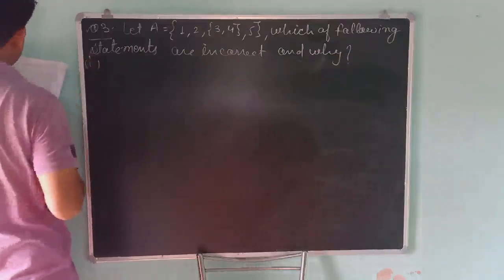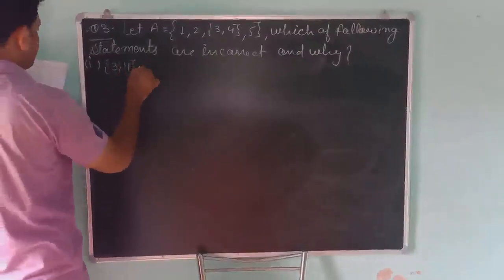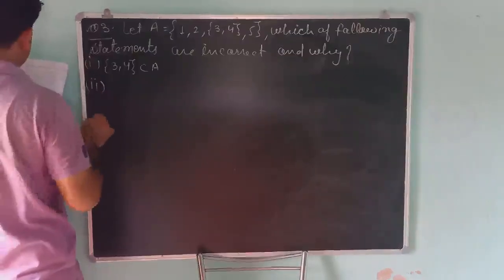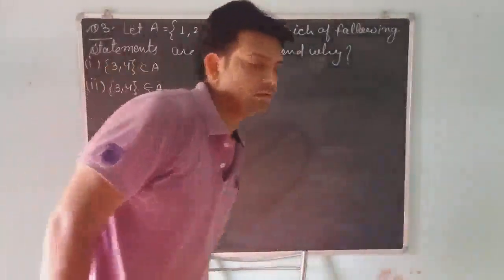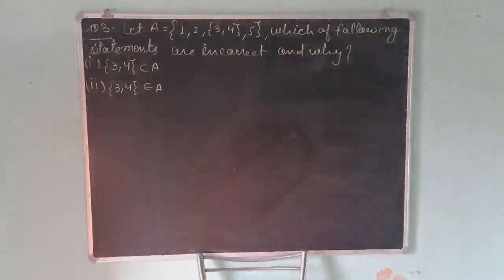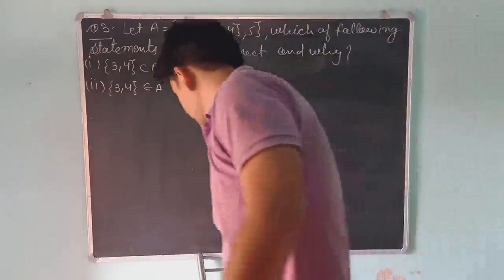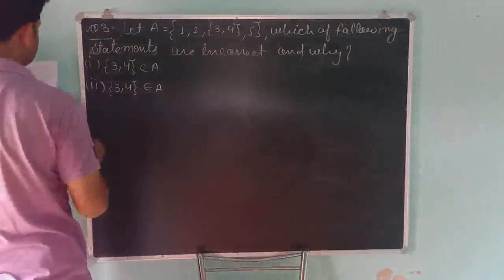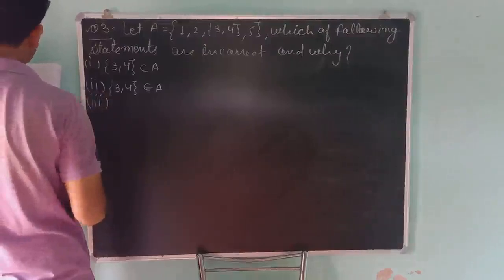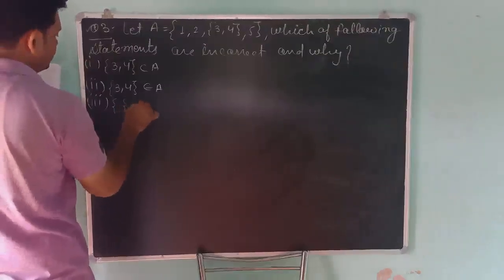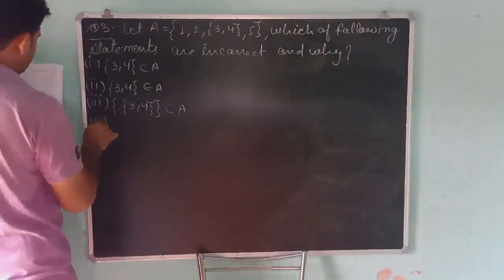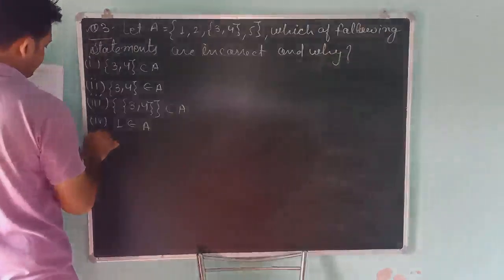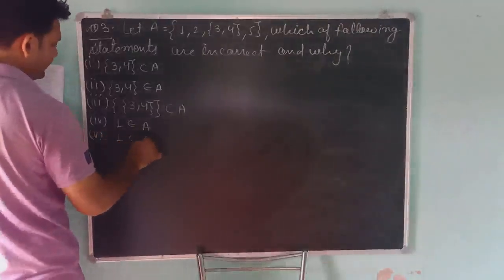First is {3, 4}. Second is {3, 4}. Third one is, okay students, next question is {3, 4} is a subset of A. Fourth question, 1 belongs to A. Fifth question, {1} is a subset of A.